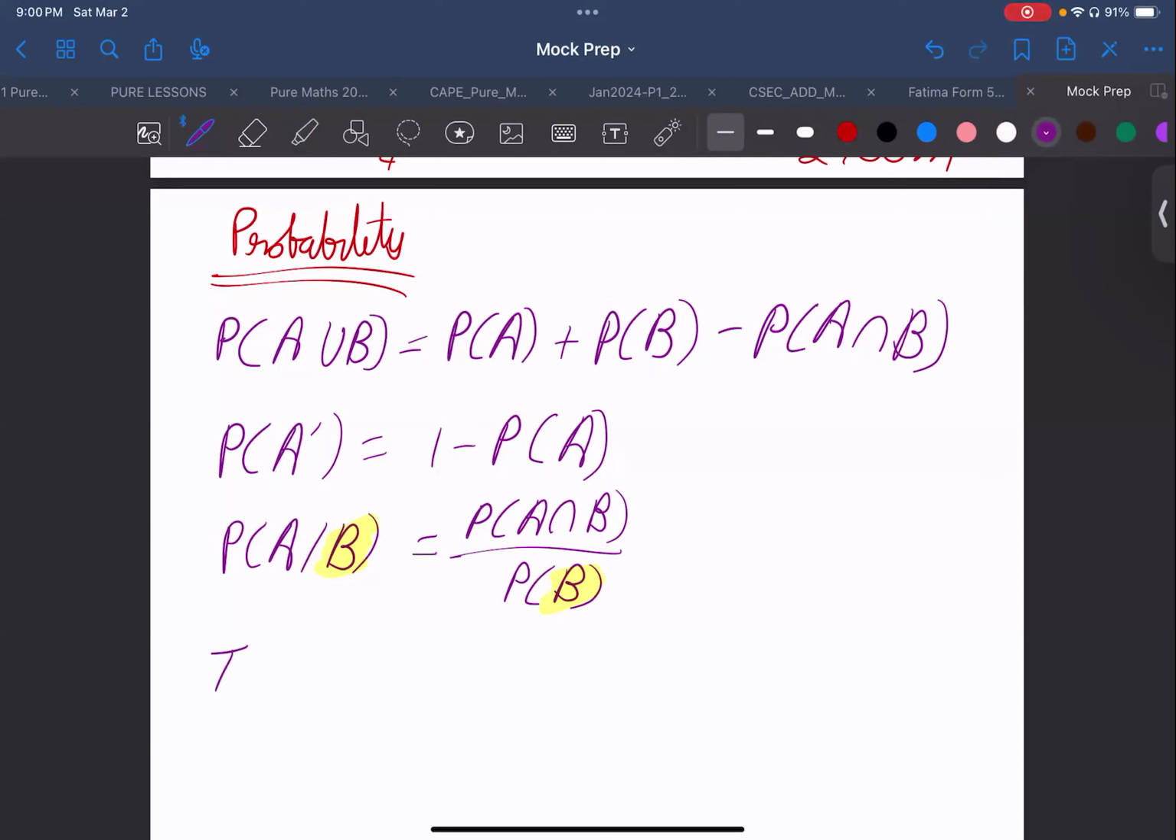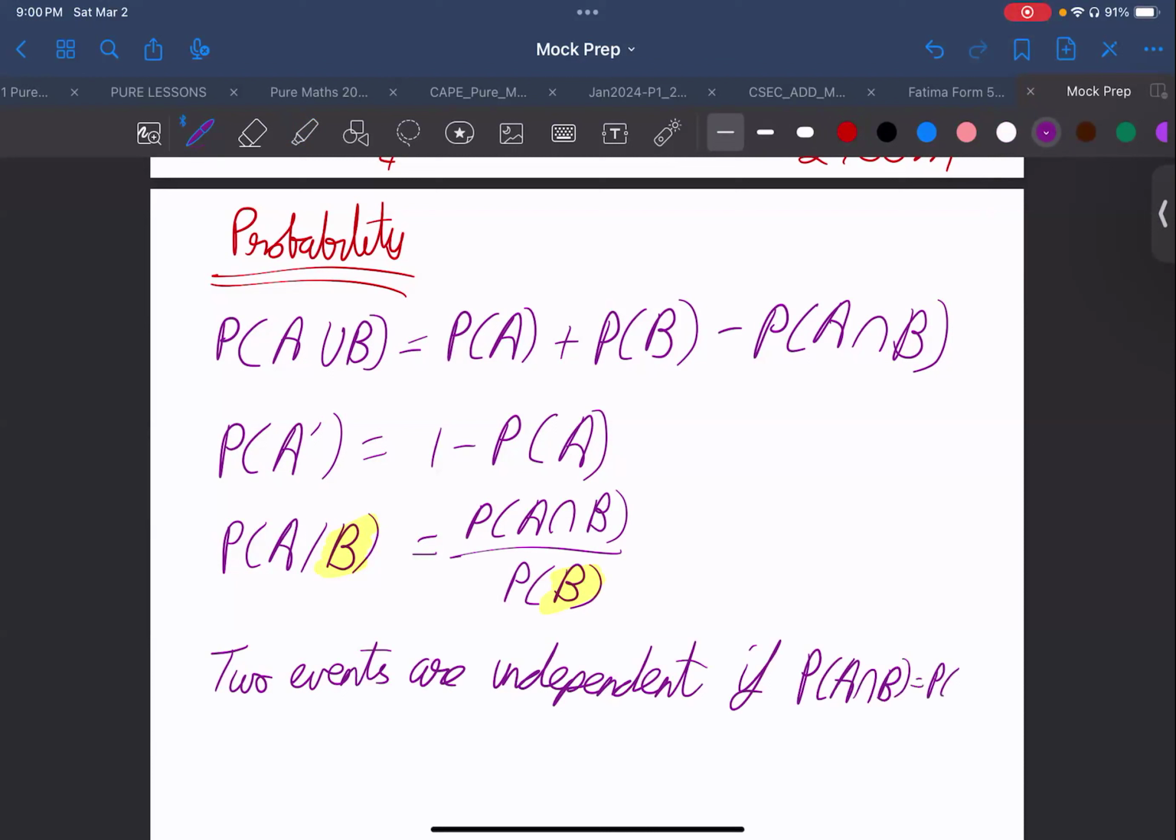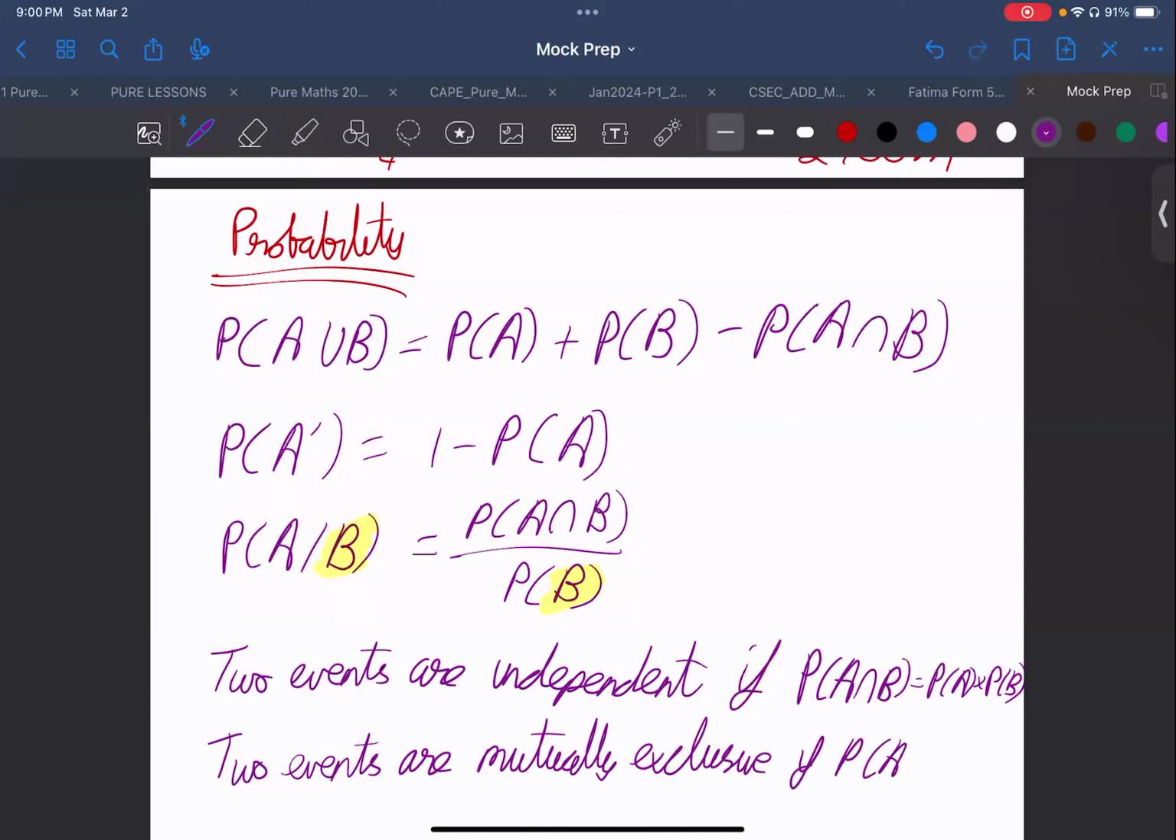Then we have two events are independent if probability A intersect B is equal to the probability of A times the probability of B, and two events are mutually exclusive if the probability of A intersect B is 0. That's all you need to know.